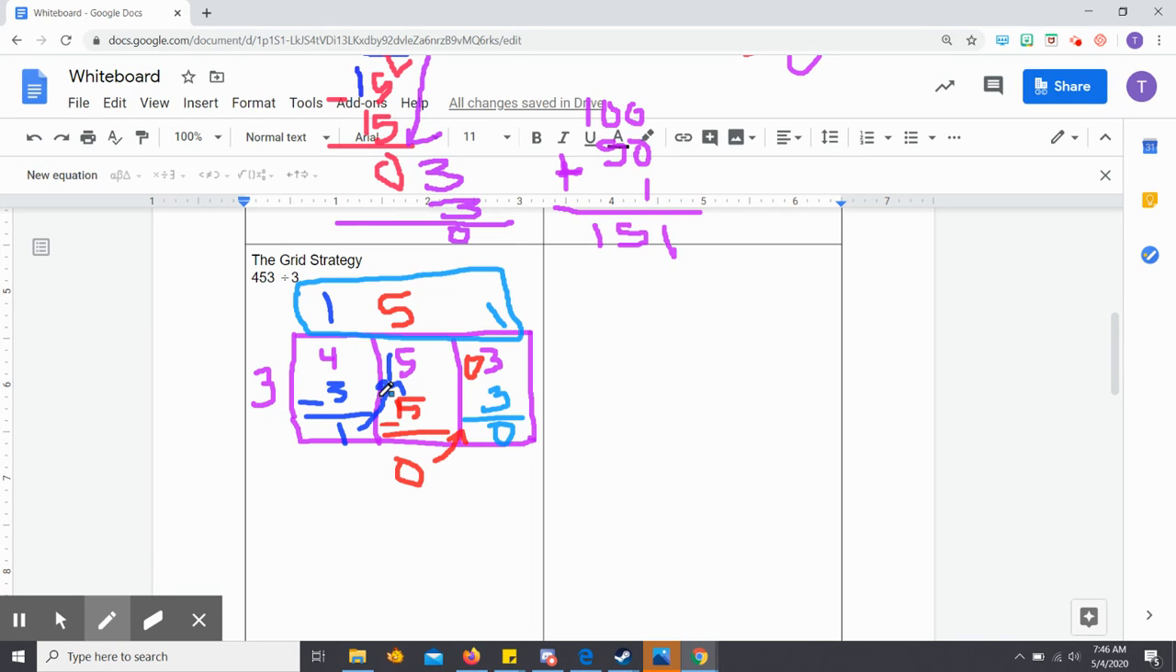Now these are 3 ways that you can do long division when you're dividing by 1 digit.